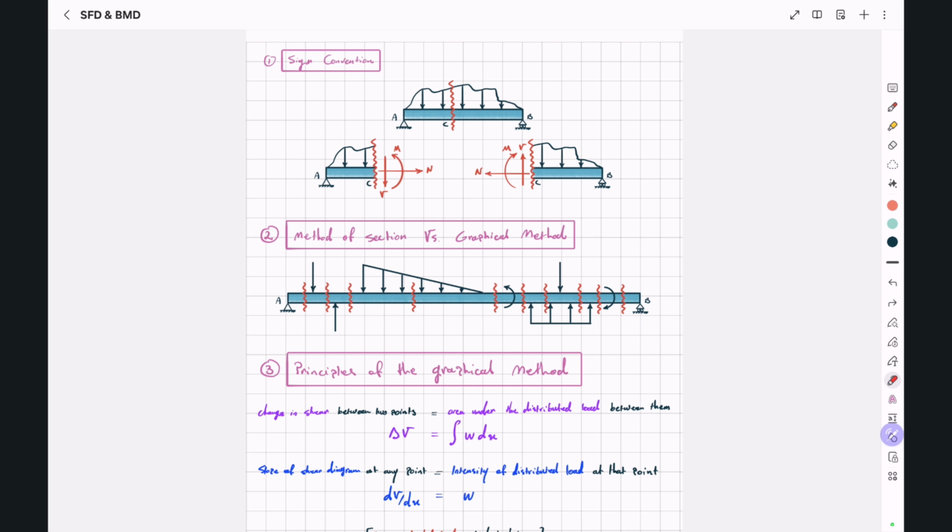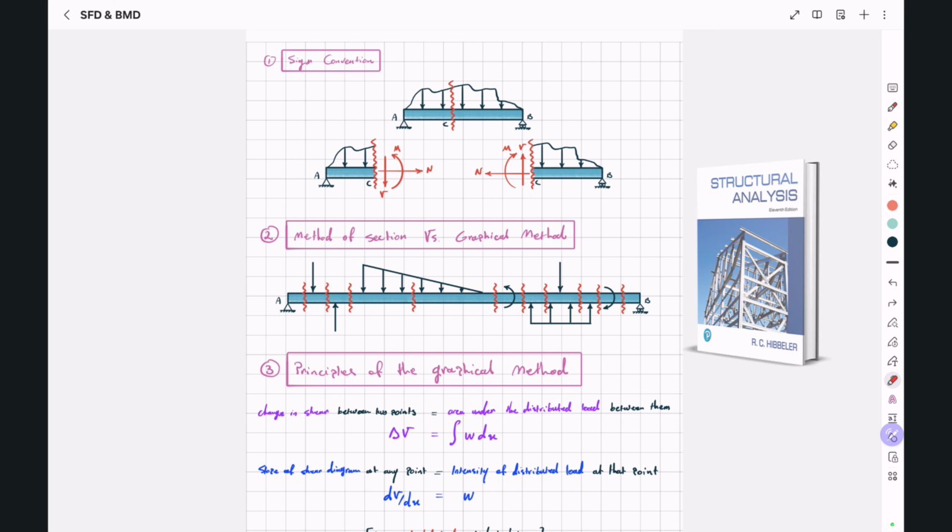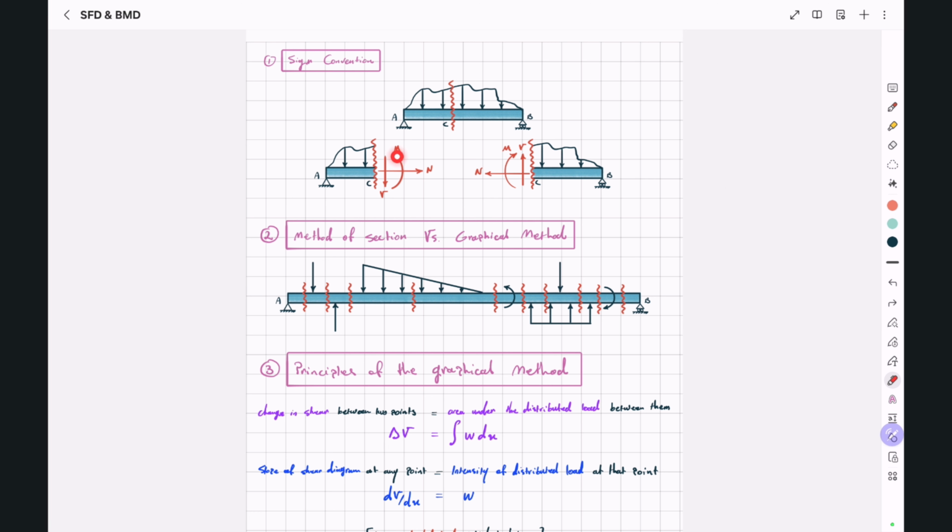Again, these are the positive directions or the sign convention that I always use, and it's widely accepted in many structural engineering textbooks, like Hibbeler's structural analysis. Now, the reason I like this sign convention is that when I'm drawing the shear force and bending moment diagrams, the positive shear force and bending moment values will show up at the upper portion of my y-axis.